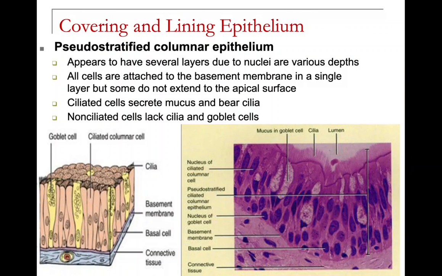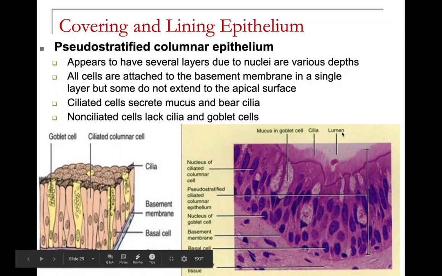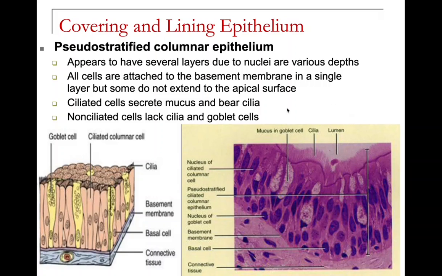So pseudostratified columnar epithelium. It looks like multiple layers. You can see the nuclei at multiple depths. So the ciliated cells will secrete mucus and bear cilia. The non-ciliated cells are going to lack cilia and goblet cells.